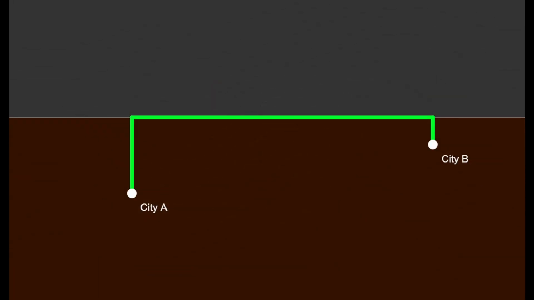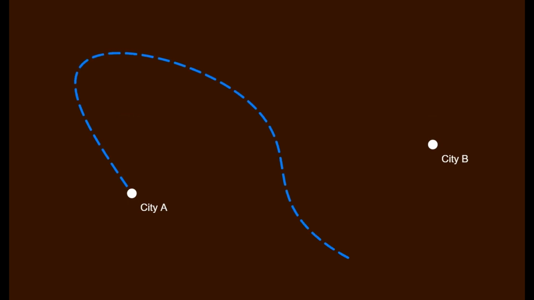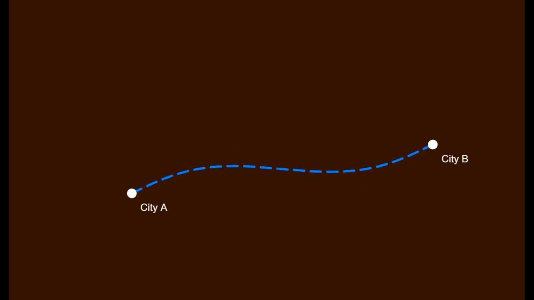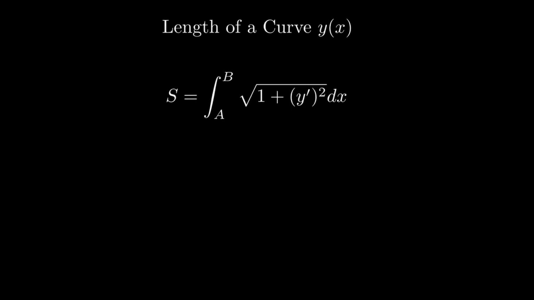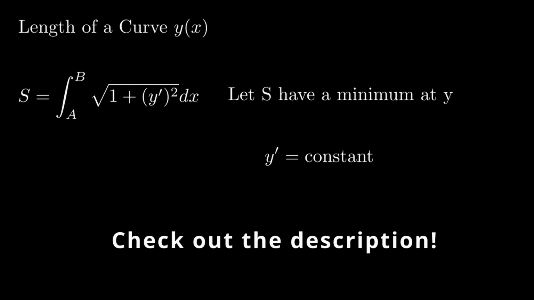Let's simplify the problem for now. Suppose the whole terrain is uniform. If you pick any arbitrary curved path between A and B, your intuition probably tells you that the shortest path is a straight line. We can mathematically prove this using calculus of variation and the Euler-Lagrange equation. If you're interested, feel free to read through the document in the description.